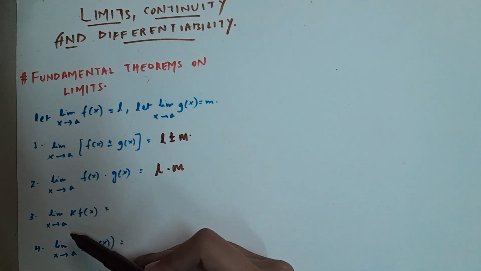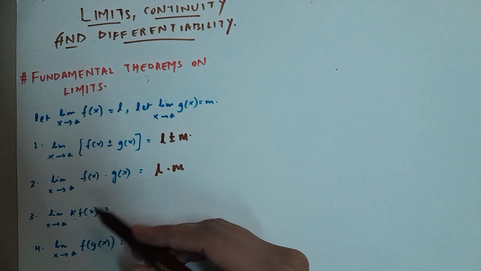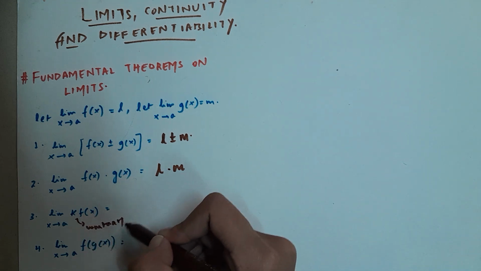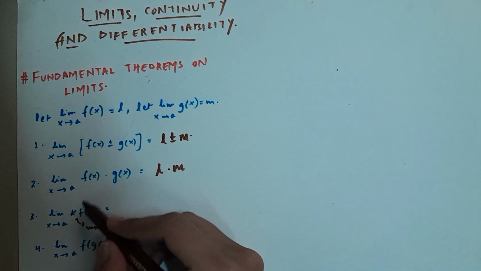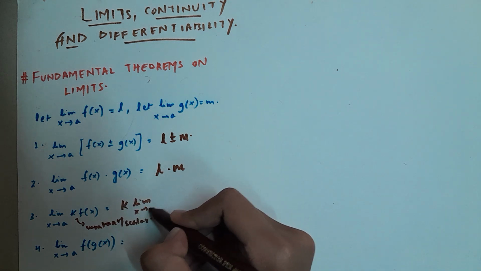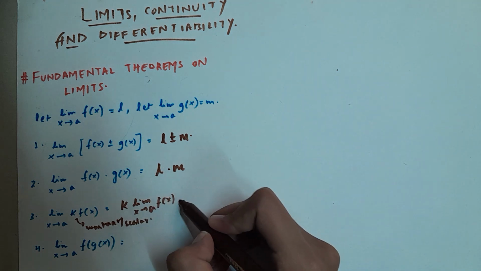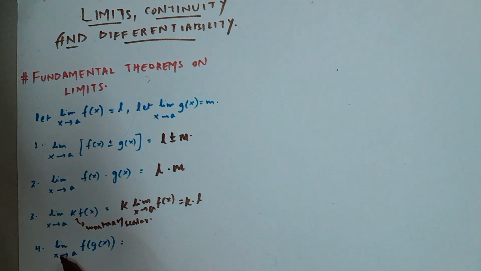Now, the limit as x approaches a of k times f of x, where k is a constant or a scalar quantity: you can take the constant outside the limit. Now we know that the value of this limit is L, so this can be written as k times L.